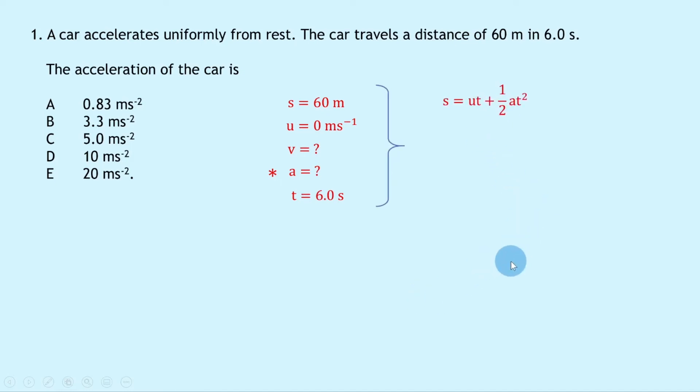So let's sub in the numbers now to find what a is. So we have 60 equals 0 times 6.0, which will just cancel out, plus a half times a times 6.0 squared. So because that's 0, we have a half times 36 times a, so that'll be 18a equals 60, which gives us a equals 3.3 meters per second squared. So that gives us the answer B.